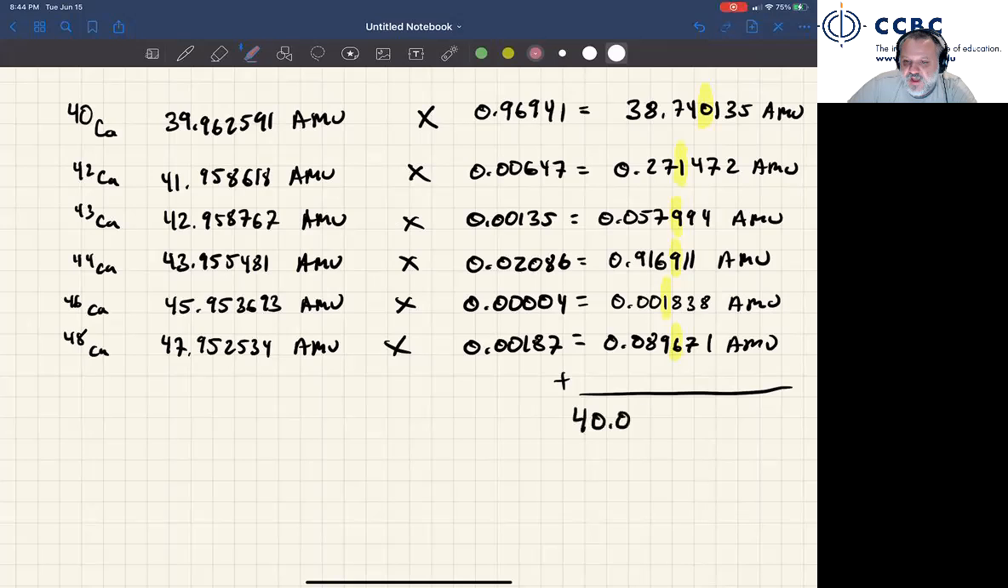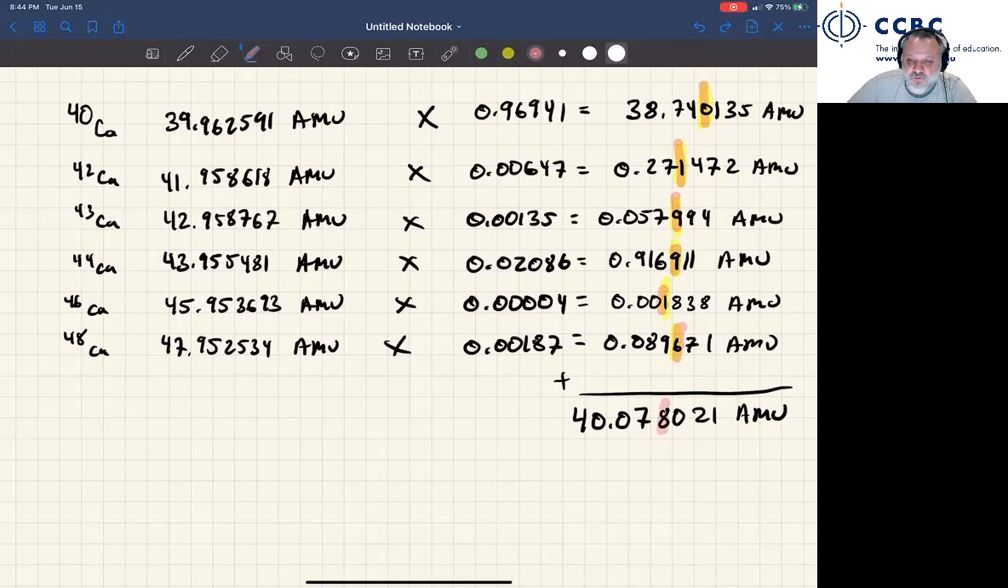And when I do add them all together in my calculator, I get 40.078021 AMU. Now, I do need to apply the addition rule, and the addition rule is least number of decimal places. So figuring out the decimal places, I see that I had 3, 3, 4, 4, 3, and 4 as the final number of decimal places. So the least number of decimal places is 3.